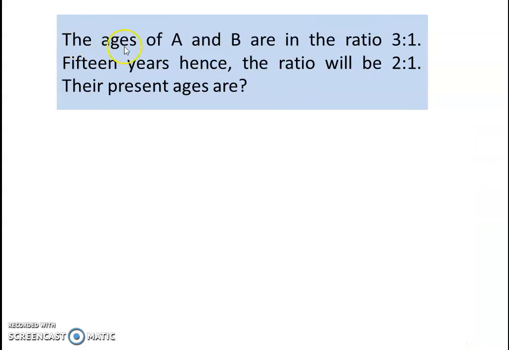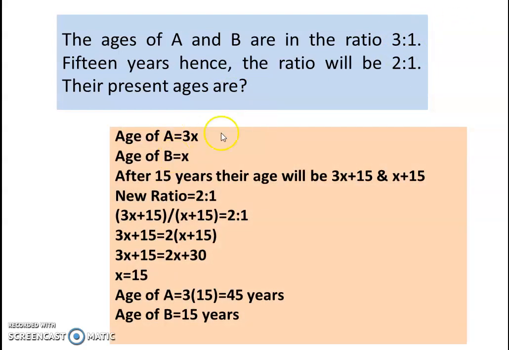Now the question is, the ages of A and B are in the ratio 3:1. 15 years hence the ratio will be 2:1, and we need to calculate their present ages, right? So based on ratio we can assume age of A be 3x and age of B be 1x, that is x only.